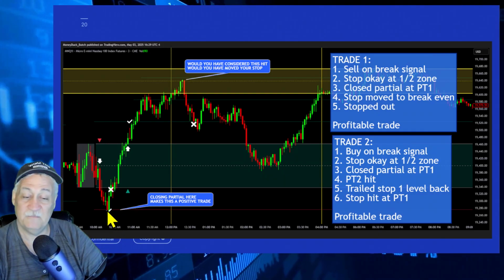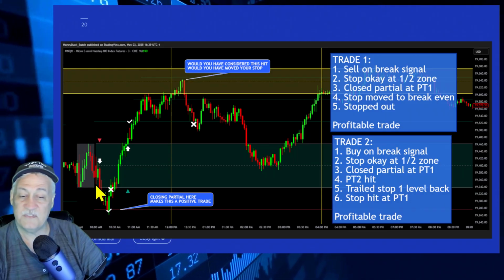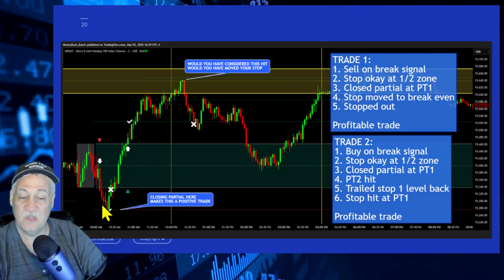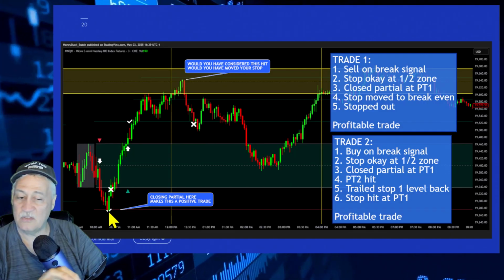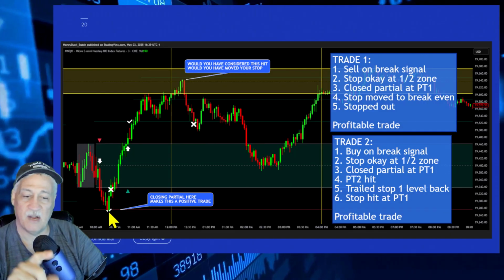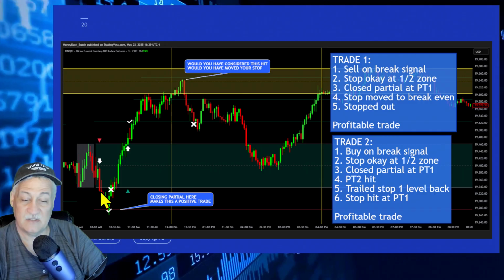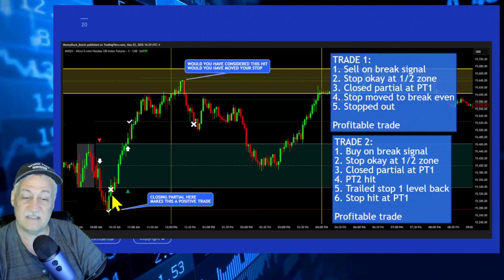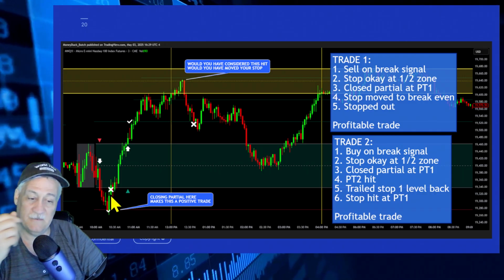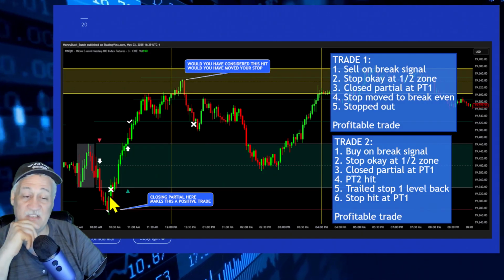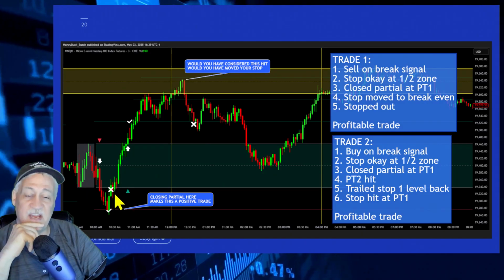Okay? So you would have sold right here. Hit profit target 1, you would have closed partial and moved your stop where? Break even, which is at that entry price. It pulls back and stops you out. Isn't that a winning trade? It is a winning trade. Winning trade on this short.